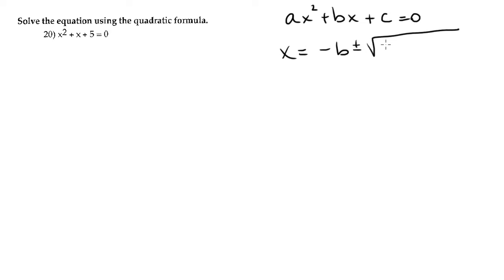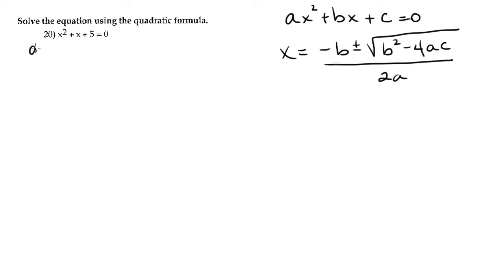20. Let's solve this equation using the quadratic formula. The quadratic formula says if you're solving ax squared plus bx plus c equals 0, then x is negative b plus or minus the square root of b squared minus 4 times a times c, all over 2 times a.